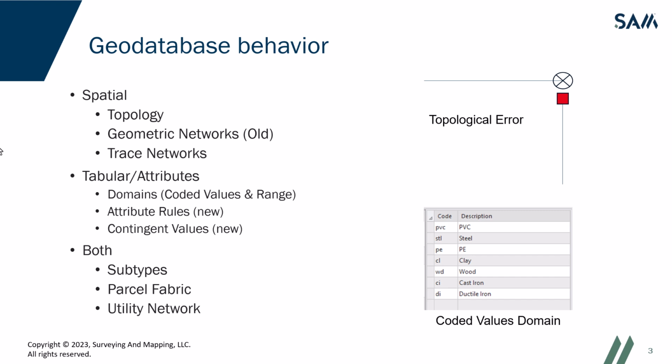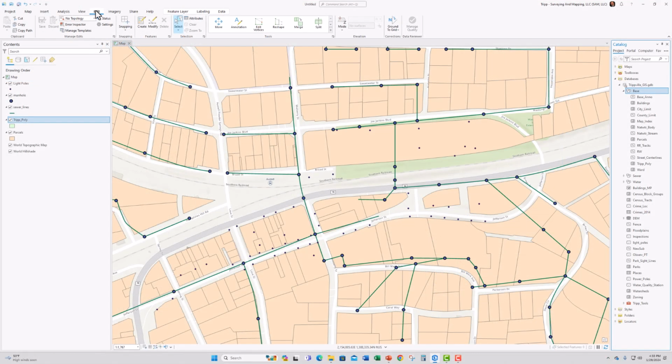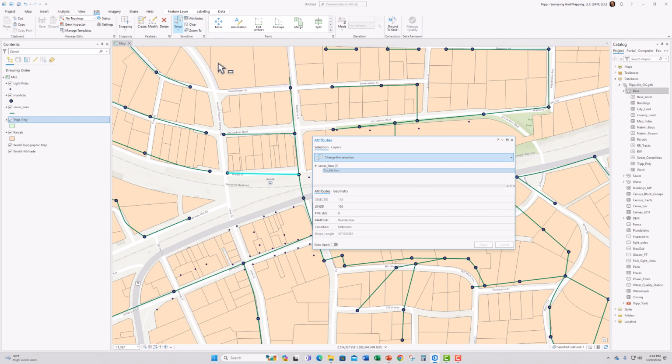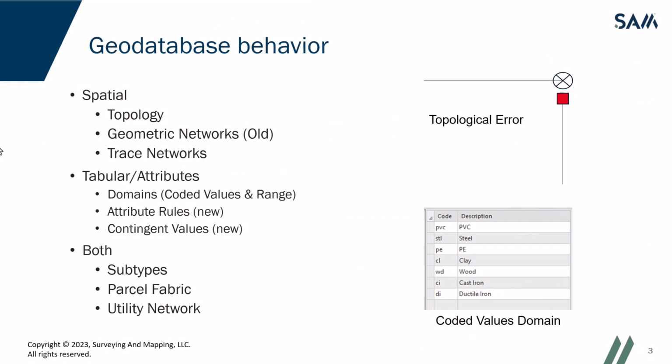We're talking about pipe materials. So what type of materials can pipes be, whether it's for a sewer system, water system, stormwater, natural gas, whatever, that's that pick list. No one can pick anything that's not on that list. That's what we're talking about with a domain there.